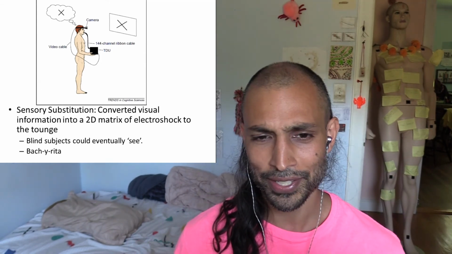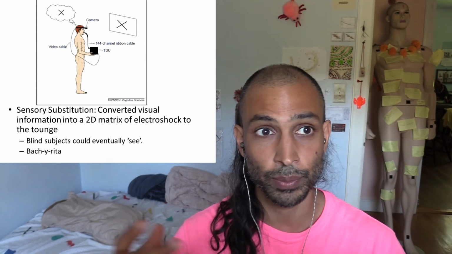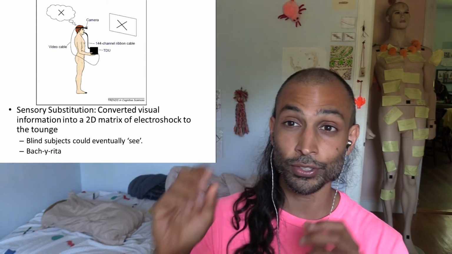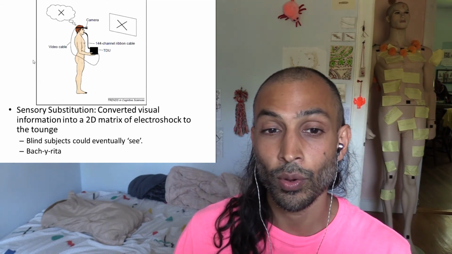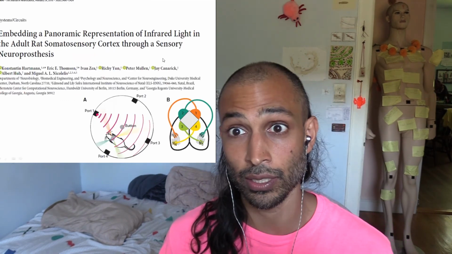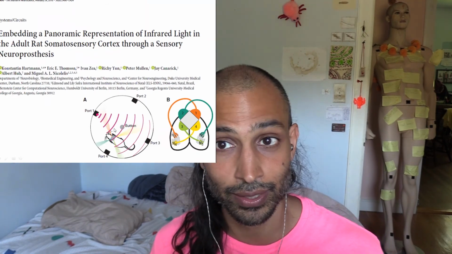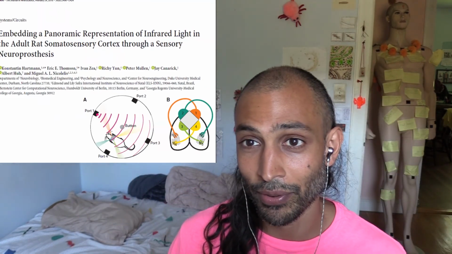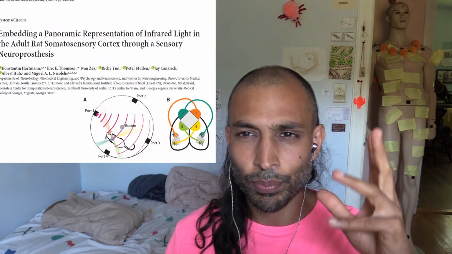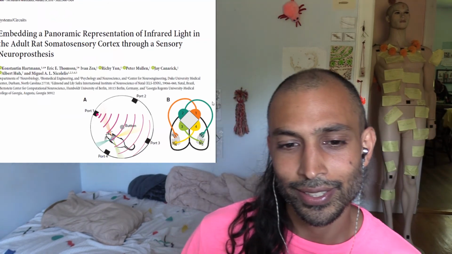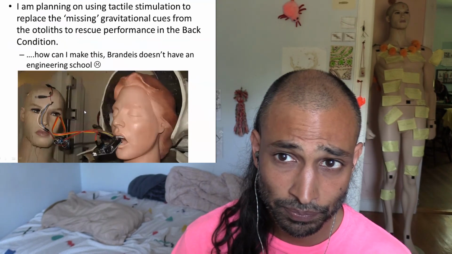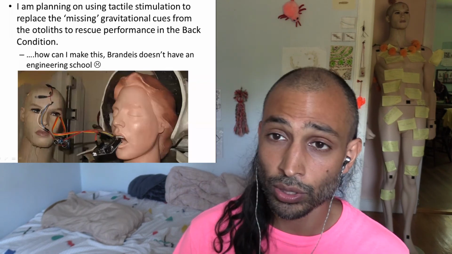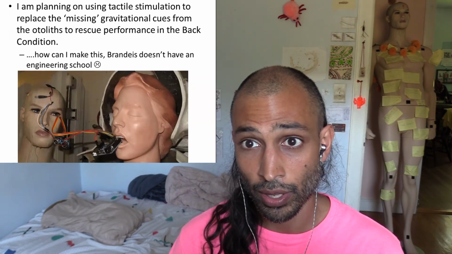And what he was able to find is that, surprisingly, people who are blind were able to avoid obstacles, detect shapes, and could catch a ball if it's being thrown at them. It's kind of interesting, okay? But what's also interesting is that these types of experiments are being done in animals. In this rat, I think they implanted some sort of infrared sensor right into the brain, and the rat was able to detect infrared. So it's interesting, right? This is a newly burgeoning field, and if you're interested in these topics, feel free to reach out. What I'm planning on doing is using tactile stimulation to replace the missing gravitational cues from the otoliths so that I can rescue performance on the task.